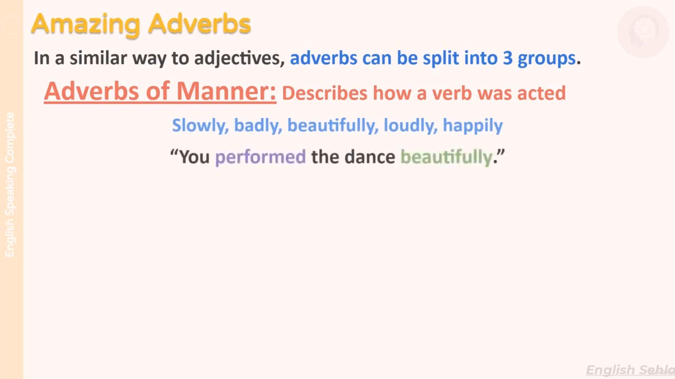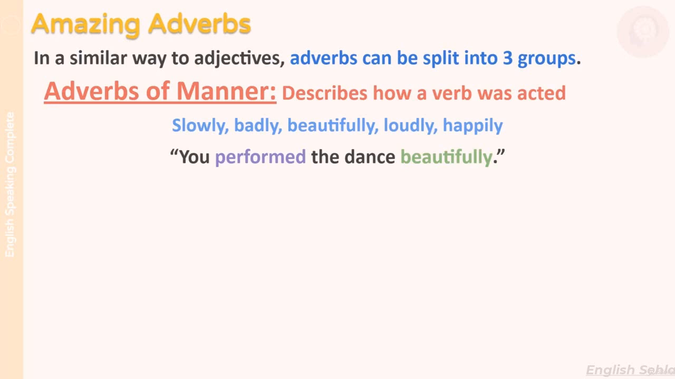You performed the dance beautifully. In purple, we have our past tense verb performed, and in green, our adverb, which modifies performed. It gives extra information. Beautifully, performed beautifully.